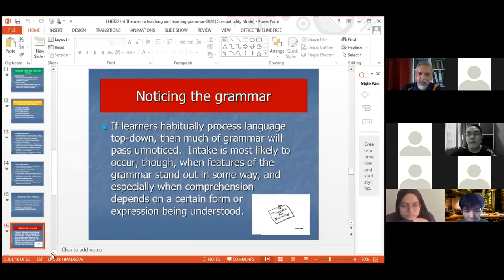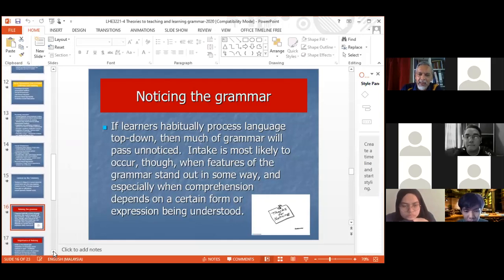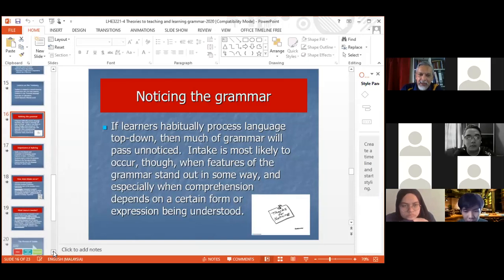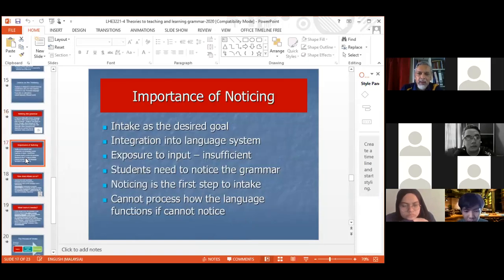Yeah, so that they don't just go for the meaning, but understand that the meaning is expressed through the use of certain grammar points. Okay, so the importance of noticing, if you look at these bullets, I think this is a description of how noticing is important.